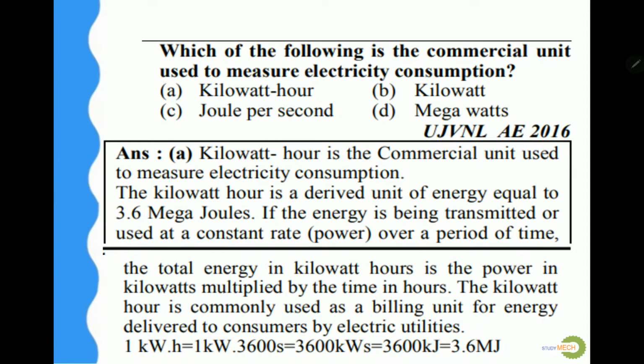Which of the following is the commercial unit used to measure electricity consumption? Our right answer is option A, kilowatt hour. 1 kilowatt hour is equal to 1 kilowatt into 3600 seconds. If we further solve this equation, 3600 kilowatt second, so it will be 3600 kilojoule, because joule per second is equal to watt, so we can write joule is equal to watt into second. So we can put this value over here, so our answer is 3.6 megajoule.